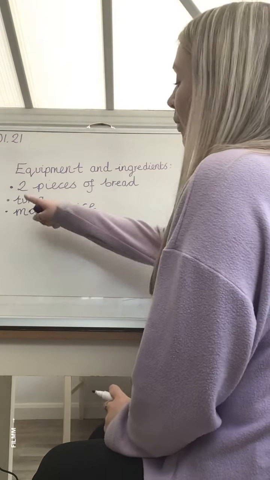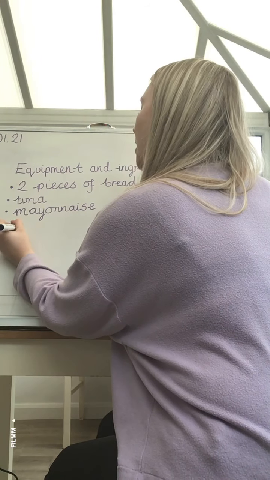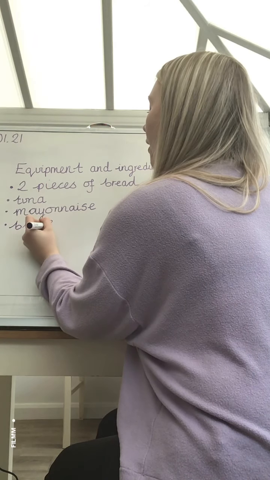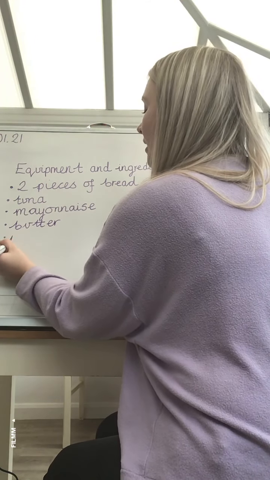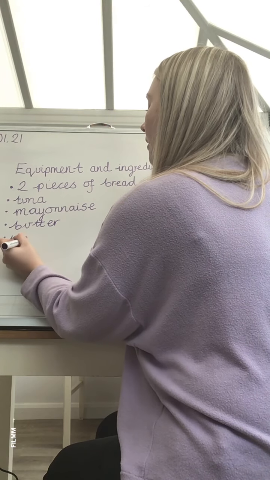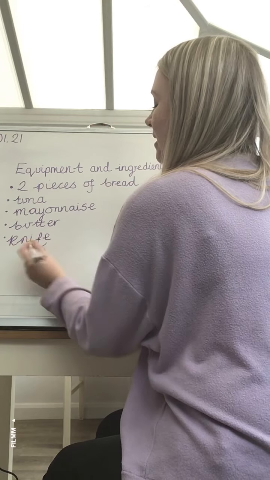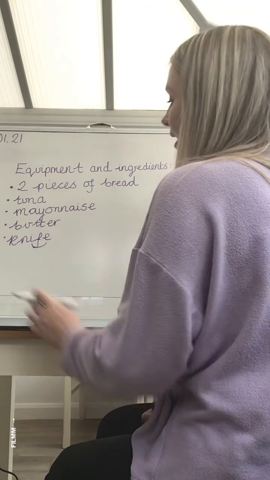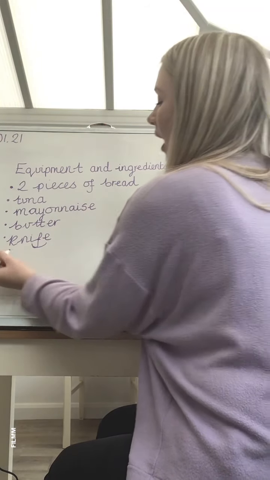So we've got 2 pieces of bread, some tuna, some mayonnaise, some butter, we should be able to spell that phonetically, butter. We need a knife. Knife has a silent k at the beginning. And we've got our split i digraph and our sensible letter, making sure that split i digraph is making the right choices. So we've got some pieces of bread, tuna, mayonnaise, butter, a knife.